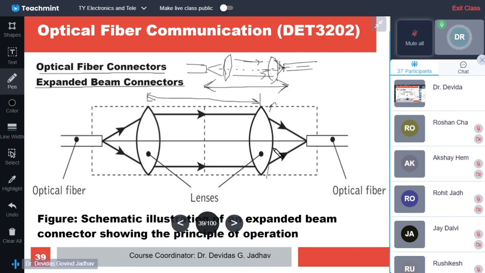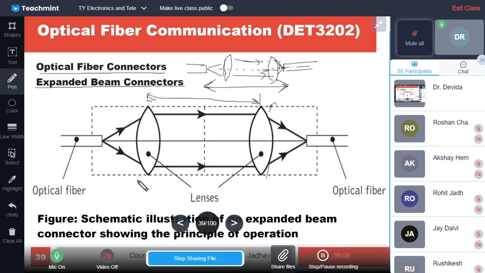Okay, so alignment issues become less critical in expanded beam connectors, and there is no need to press the fibers against each other to reduce the mechanical gap. Obviously the other requirements remain: the connector should have strength to hold the fiber, and it should be protected against moisture, wear and tear, dust, etc. But the stringent requirement of alignment can be overcome by using this expanded beam connector.